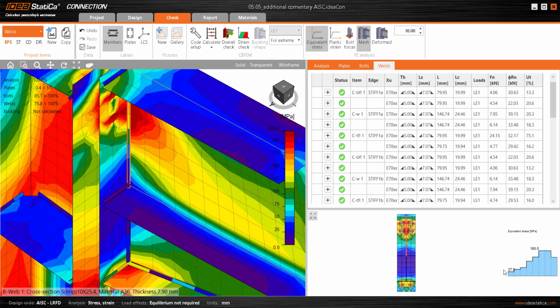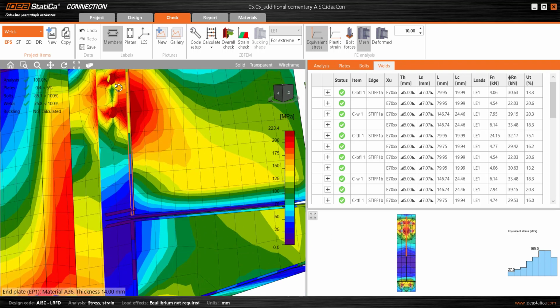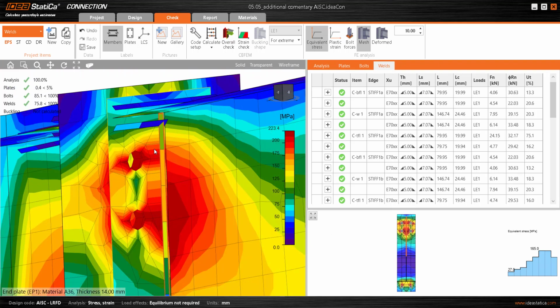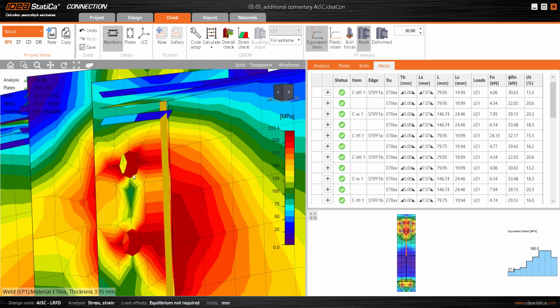For example, for this fillet here, we can quickly see, it's even shown by the colors, that this element here is the one that's most loaded. Probably, this will be the element that governs the design. It will be the critical element, as we saw in this example.